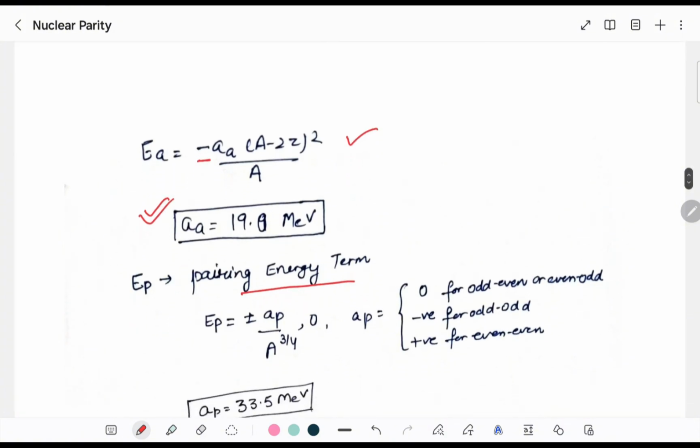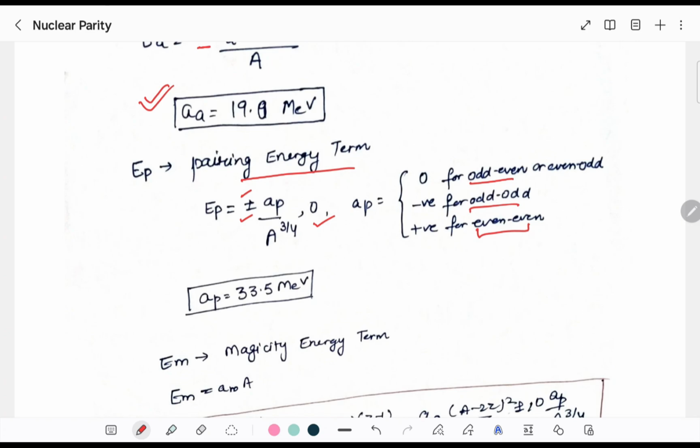Now what is happening in the pairing energy term? If we have a pair of even nuclei, like even number of protons and even number of neutrons, then it would be added, and if we have odd nuclei, then the pairing energy term will be in the negative form, and if we have odd-even nuclei, then it would be 0, and the value of AP is 33.5 MeV.